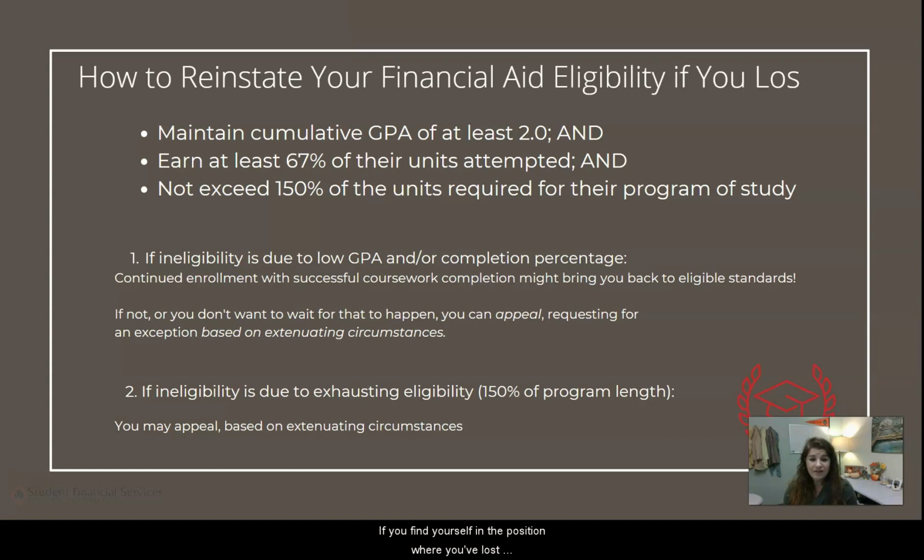So if you find yourself in the position where you've lost your eligibility because of one of these criteria, they're listed here again. If it's because your GPA or your completion rate are below the requirements, you might be able to bring those back up by demonstrating a successful term. It means, of course, that you don't have financial aid in those semesters until you're able to bring them back up, which can be a hardship or even a sacrifice.